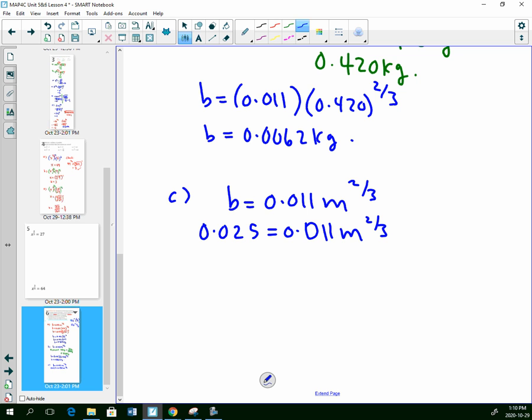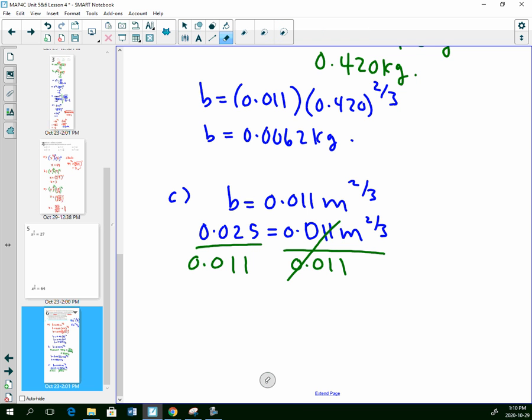The decimal 0.011 is multiplied by the M, so if we want to eliminate that, we need to do the inverse, which is division. So we're going to divide by 0.011 to eliminate that, and we have to do the same on the other side. Okay, so I'm going to take that 0.25 divided by 0.011, and I get 2.2727. So I'm going to keep 4 decimals just to make sure that I'm accurate.